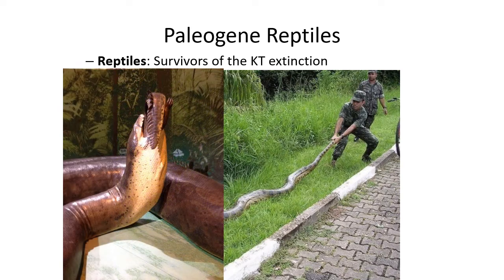This is Titanoboa. Titanoboa was 40 feet long and was 3 feet wide. This is an absolutely huge snake. This is a life-size model of one eating a crocodile.